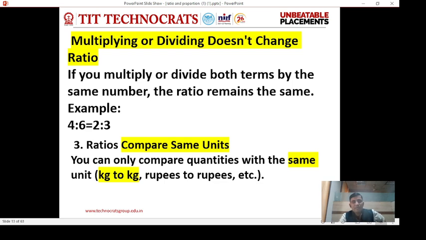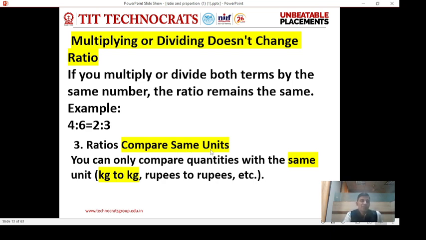Some properties are there. Please pay attention. Multiplying or dividing does not change the ratio. If you multiply or divide both terms by the same number, the ratio will not change. Okay guys? For example, 4:3 divided by 2 gives the ratio 2:3.